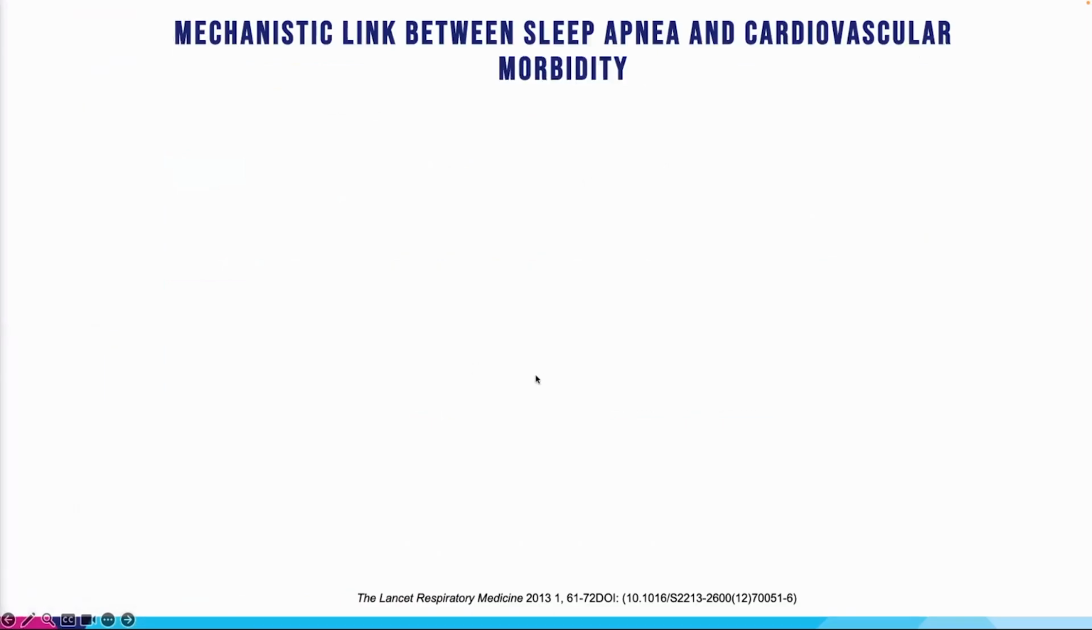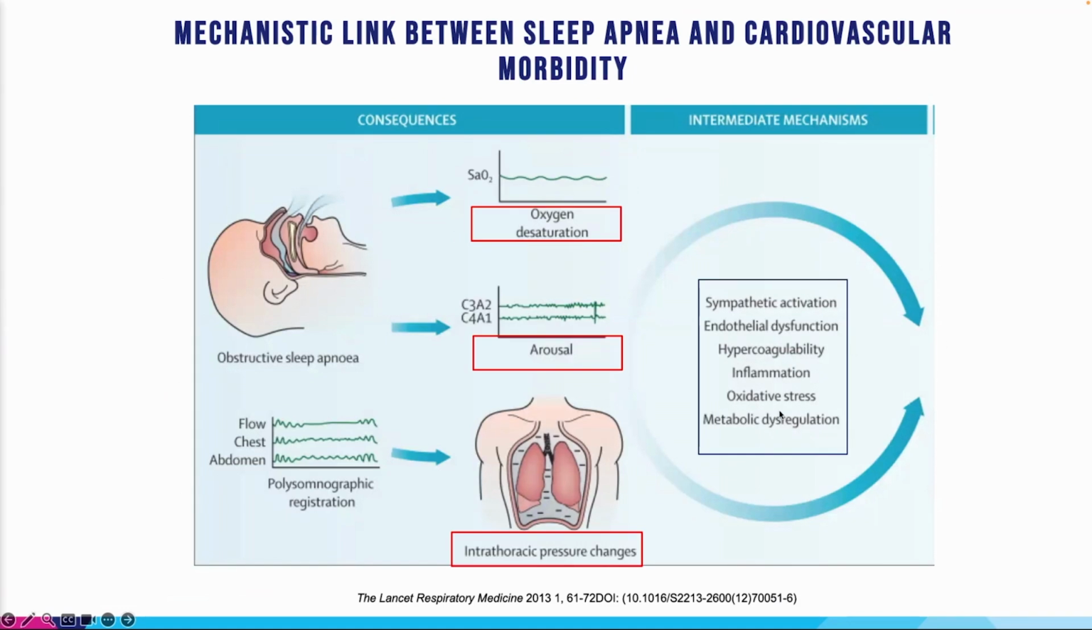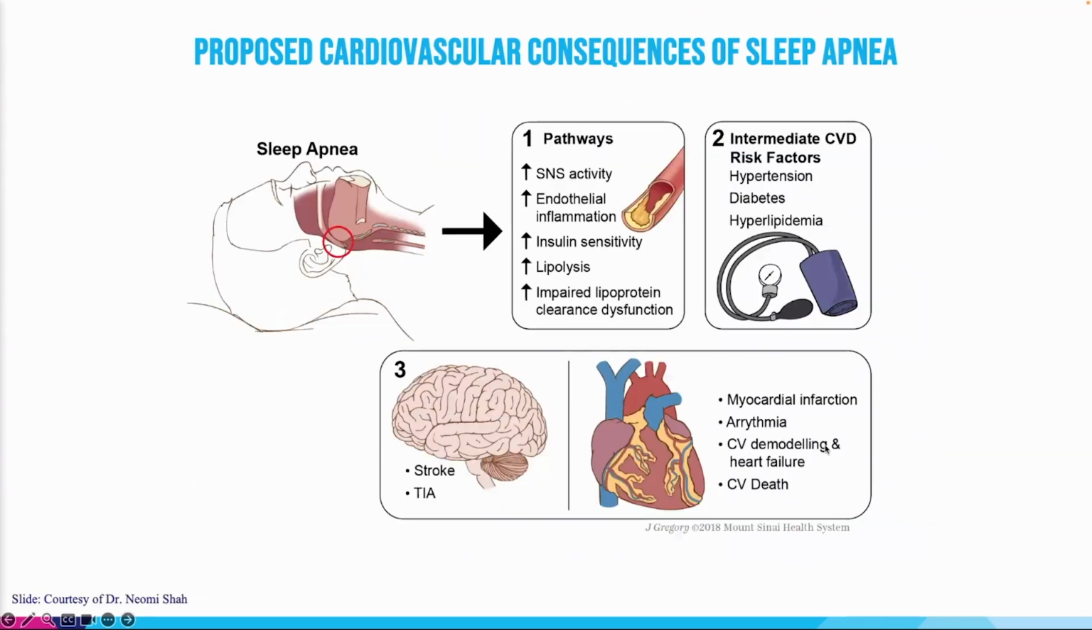So we all know that sleep apnea is associated with intermittent hypoxemia or oxygen desaturations, recurrent arousals, and rapid swings in intrathoracic pressure. Together, that can result in sympathetic activation, endothelial dysfunction, and increased oxidative stress. These pathways then link sleep apnea with intermediate risk factors such as hypertension and diabetes, and can eventually result in progression to cardiovascular diseases such as stroke and myocardial infarction.